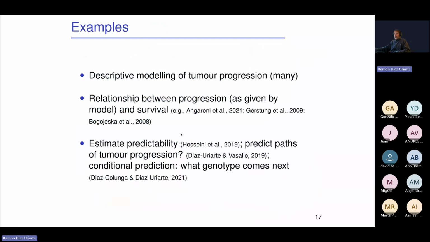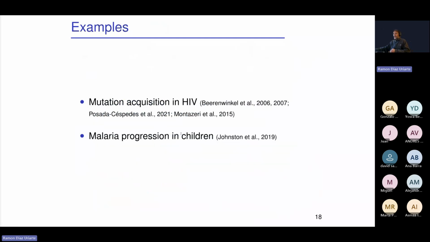But these models have been used outside of cancer. They have been used quite a lot to model mutation acquisition in HIV. And they have also been used on completely different problems that have basically no genetics underneath, or no explicit genetics, like malaria progression in children, just modeling symptoms of malaria accumulation.